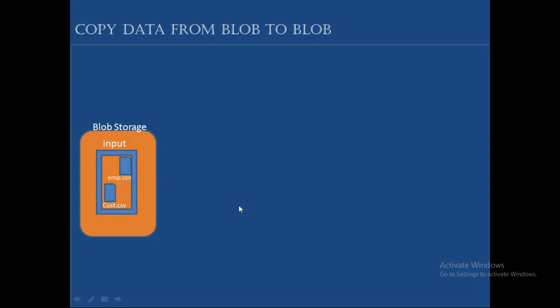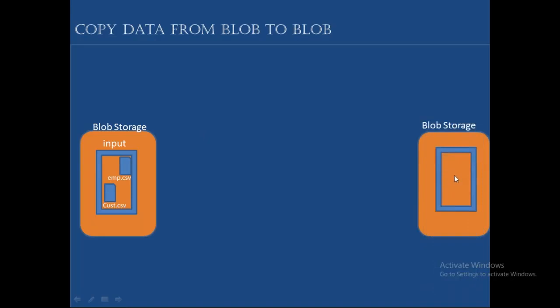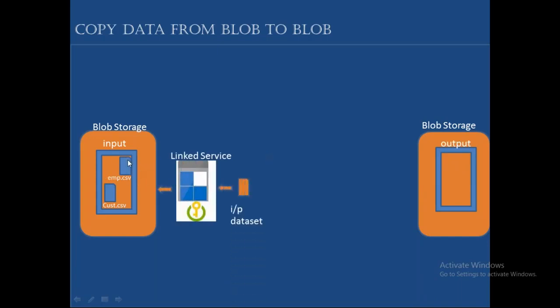But basically, let's say you have identified it and you want to copy one file, emp.csv or cust.csv. How will you do it? This particular file I want to load into the blob storage output container. First you need to create a linked service for your input container, and you need to create the dataset which will reference it. So the linked service is basically for the storage. Then you need to create an input dataset which will point to this particular file, and you need to use a copy activity to copy this file into the blob storage.